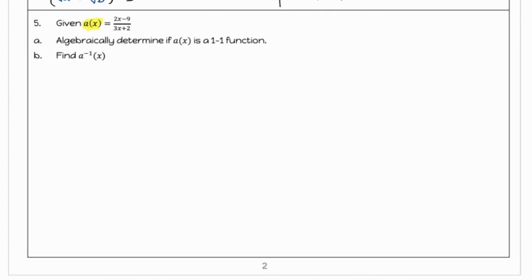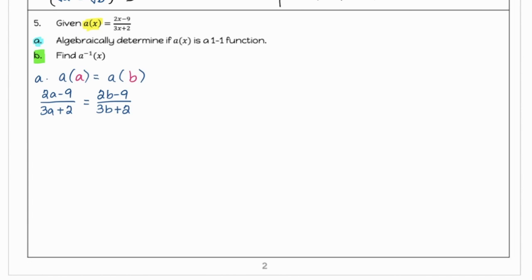So for this one, we have been given a rational function, a of x. We want to algebraically determine if this is a one-to-one function, and then if it is, find the inverse. So let's get started with part A. Okay, so I'm going to use different colors here since in a function I don't want to get mixed up. a of a is equal to a of b.